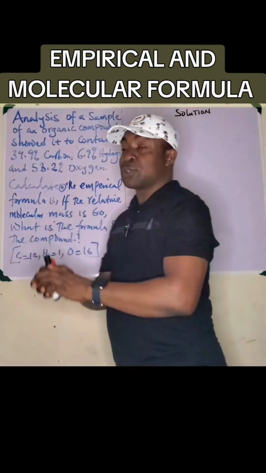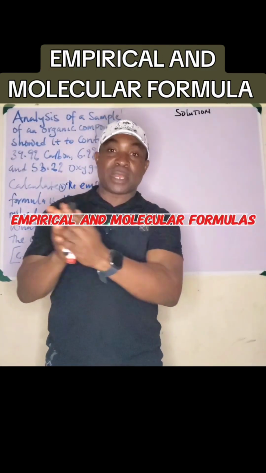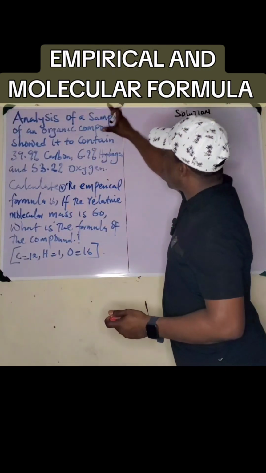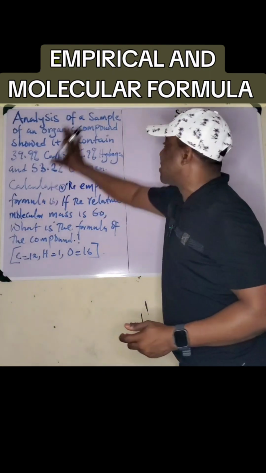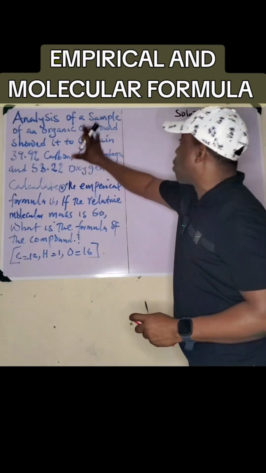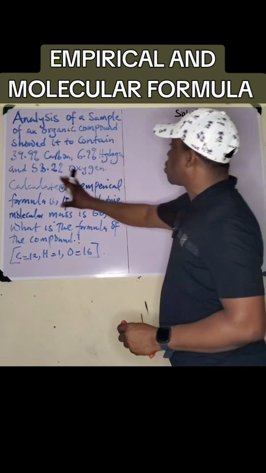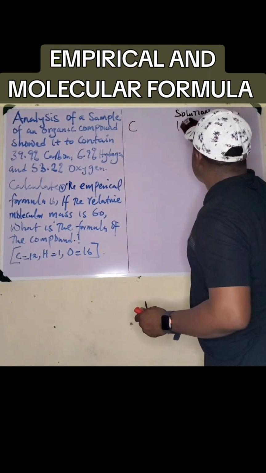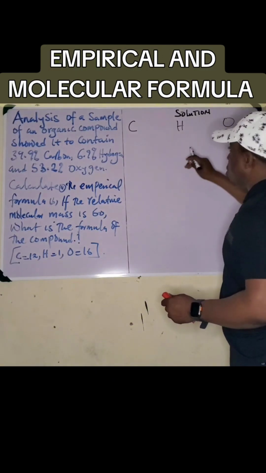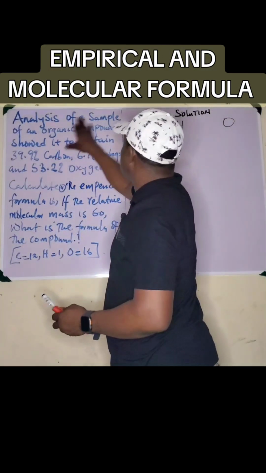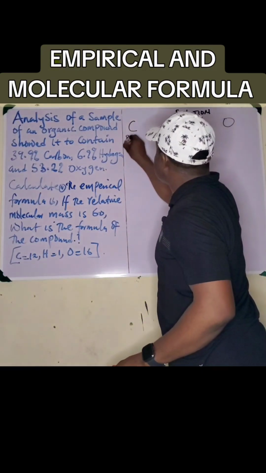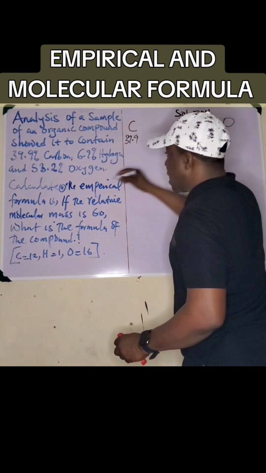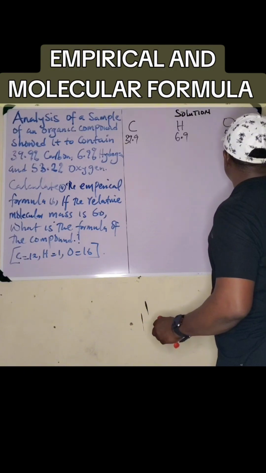I want to use this question to talk a bit about empirical formula and molecular formula. We have this question. From the question here, three elements are involved. Remember, this is an organic compound. The first element we have here is carbon, the second one is hydrogen, and the third one is oxygen. So the percentage by mass, according to the analysis, we have carbon as 39.9%, hydrogen 6.9%, and oxygen 53.2%.